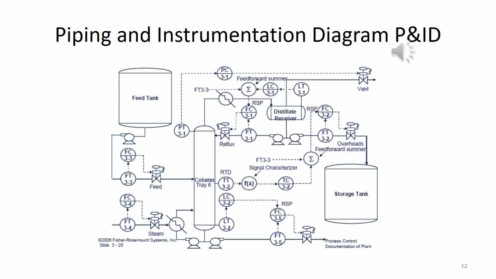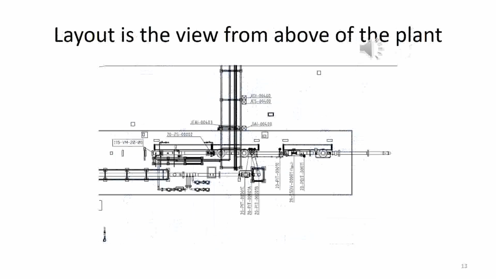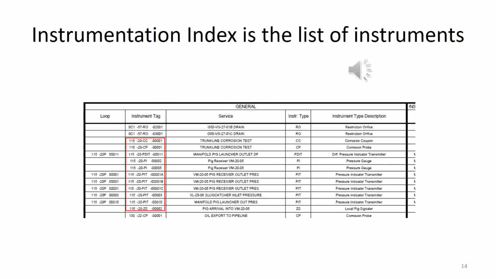A piping and instrumentation diagram, PID, is a schematic illustration of functional relationship of piping, instrumentation, and system equipment components. Layout is the view from above of the plant. Instrumentation index is the list of instruments.